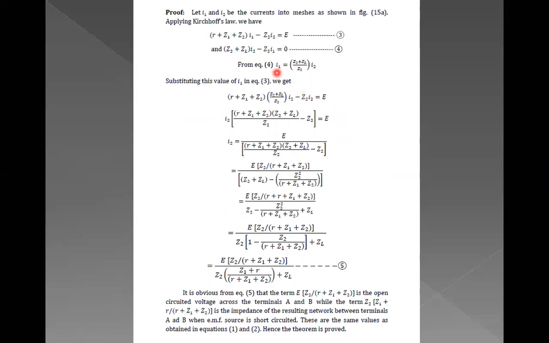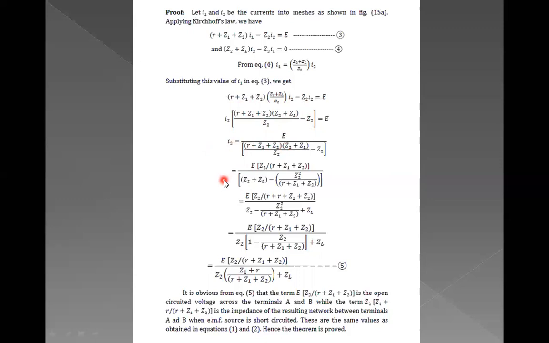Substituting the value of I1 in equation number 3, it comes like R plus Z1 plus Z2 into Z2 plus ZL by Z2 into I2 minus Z2 into I2 is equal to E. If you take I2 in common from this expression, the remaining factor will be R plus Z1 plus Z2 into Z2 plus ZL, the whole denominator divided by Z2, minus Z2, is equal to E. So I2 is equal to E divided by this complete fraction, just like I is equal to V by R.